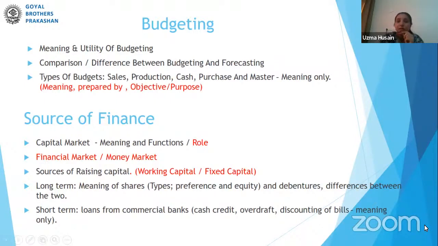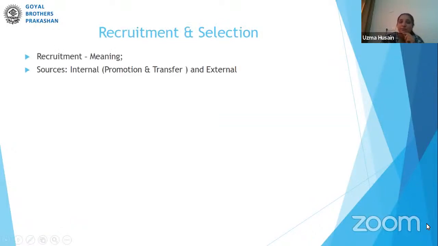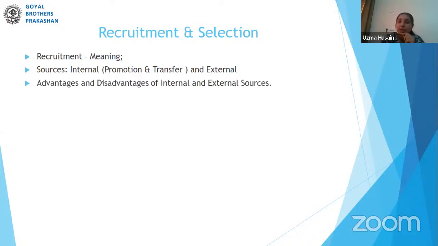Next, further, we move on to the next chapter, a very interesting and scoring chapter, which is recruitment and selection. When we talk about recruitment, we cover the meaning and concept of recruitment, and the sources, internal sources and external sources. Internal sources are promotion and transfer, and then we have the external sources. Further on, the council has very categorically mentioned the advantages and the disadvantages of the internal and external sources.